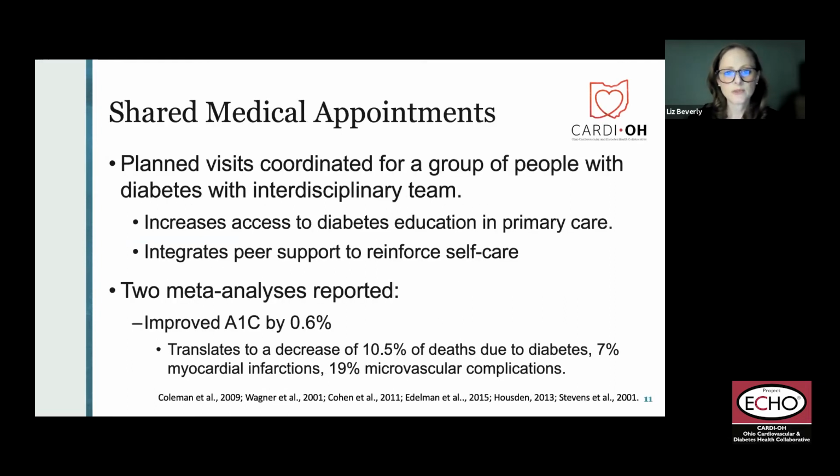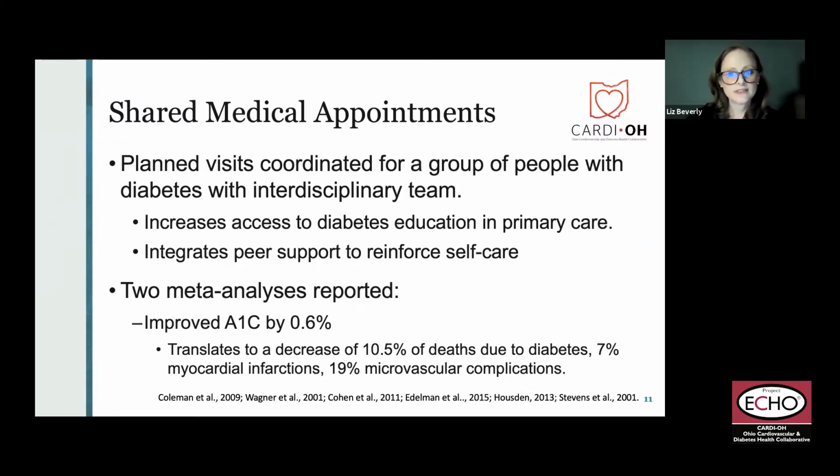And one of the things we're talking about in terms of having that interdisciplinary team is looking at shared medical appointments. There has been a lot of research on shared medical appointments with people with type 2 diabetes, and I'm going to share a little bit of that information with you. Shared medical appointments are actually quite well known in the state of Ohio because there's been a lot of work out of the Cleveland area on shared medical appointments through the VA as well as the Cleveland Clinic.